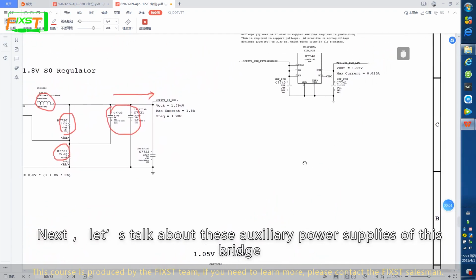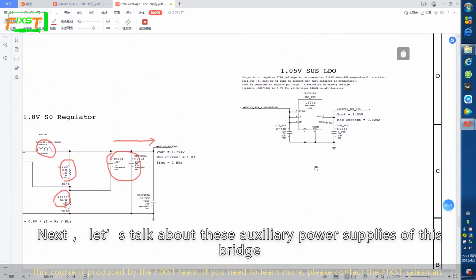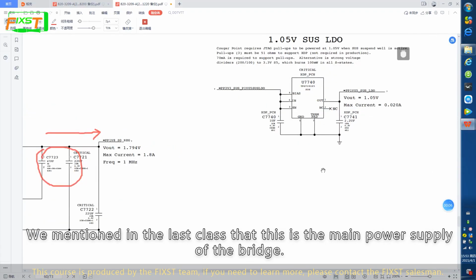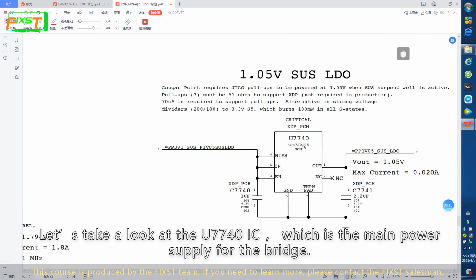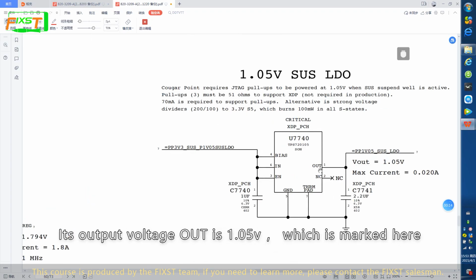Next, let's talk about these auxiliary power supplies of the bridge. We mentioned in the last class that this is the main power supply of the bridge. Let's take a look at the U7740 IC, which is the main power supply for the bridge. Its output voltage is 1.05 volt, which is marked here.